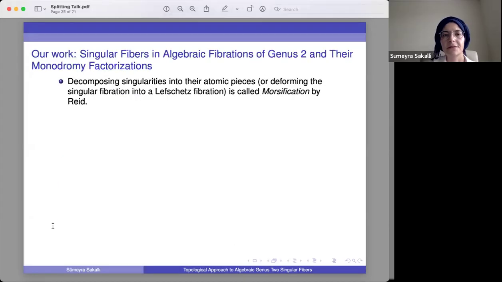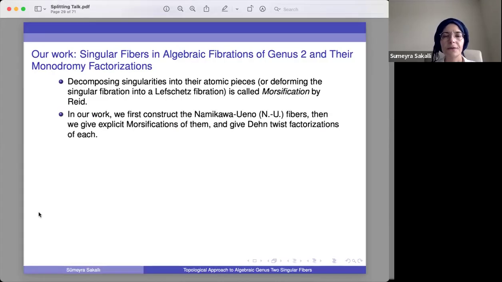And now I will briefly talk about more recent work. This is joint with, again, Jeremy. It is on singular fibers in algebraic fibrations of genus 2 and their monodromy factorizations. I don't have too much time, but I will give the main idea of this work. So decomposing singularities into their atomic pieces basically means that you are deforming the singular fibration into a Lefschetz fibration. And it is called morsification by Miles-Reid.